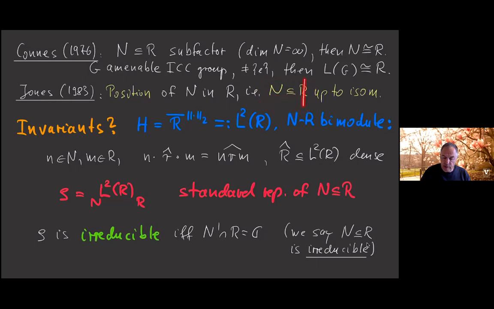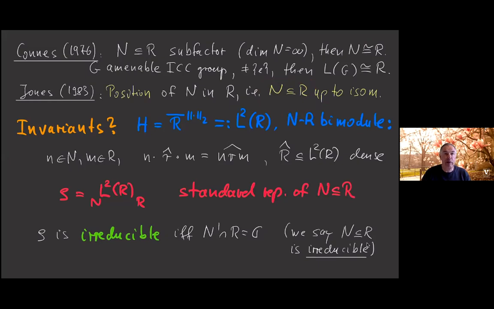If there's an isomorphism from R to R that carries N into Q, right? So whenever we talk about subfactors, we mean up to this notion of isomorphism, so up to isomorphism of the pair, okay? And so then, of course, the first question is, we want to study the position of the subfactor in R. What kind of invariants do we have?